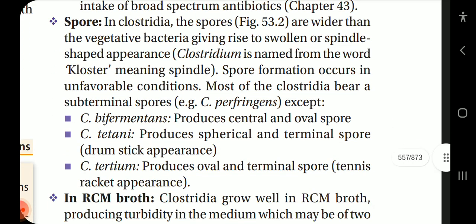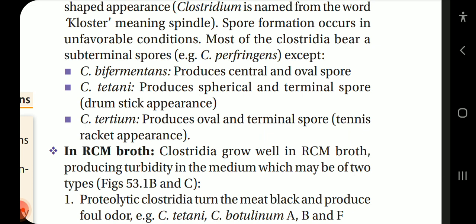Spore. In Clostridia, the spores are wider than the vegetative bacteria, giving rise to a swollen or spindle-shaped appearance. Clostridium is named from the word "kloster", meaning spindle. Spore formation occurs in unfavorable conditions. Most of the Clostridia, including Clostridium perfringens, bear a subterminal spore, except Clostridium bifermentans, which produces a central and oval spore. Clostridium tetani produces a spherical and terminal spore, drumstick appearance. Clostridium tertium produces an oval and terminal spore, tennis racket appearance.